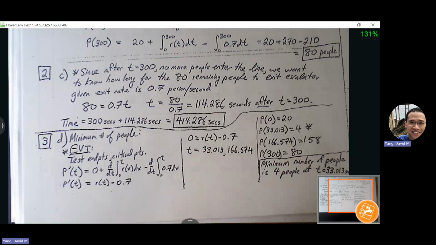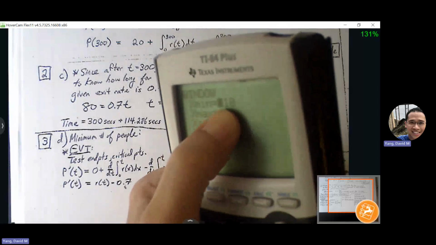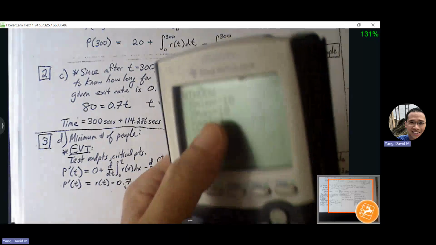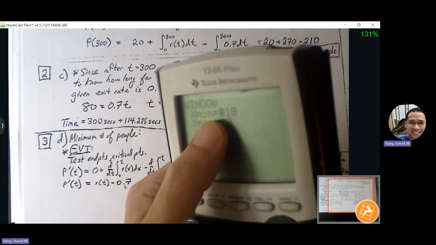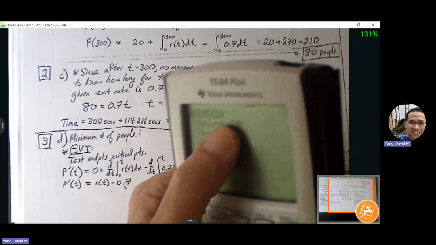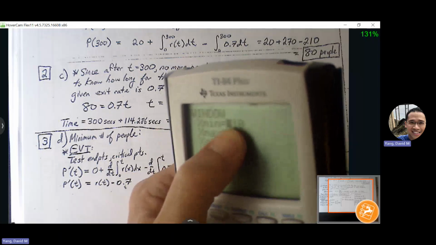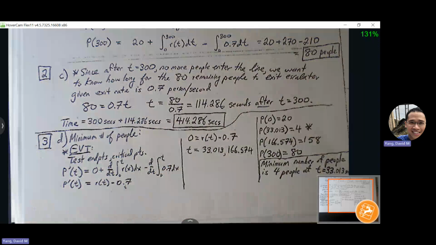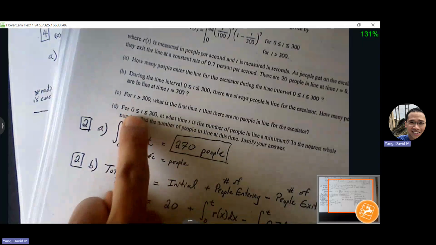So just make sure that you're always comfortable adjusting your X min, X max, because they're always going to tell you what your bounds are going to be, right? So always be aware that if you just hit a standard window, you're not always going to get exactly what needs to show up. So make sure that if you go to window, you can adjust your X min, X max. And you shouldn't have to guess what the bounds are. They should always tell you what the bounds are, here between 0 and 300.